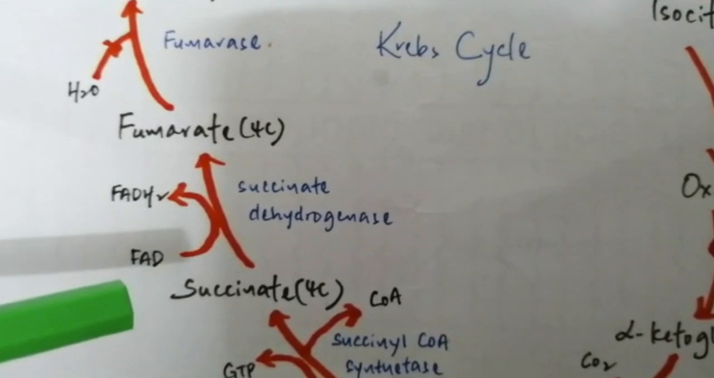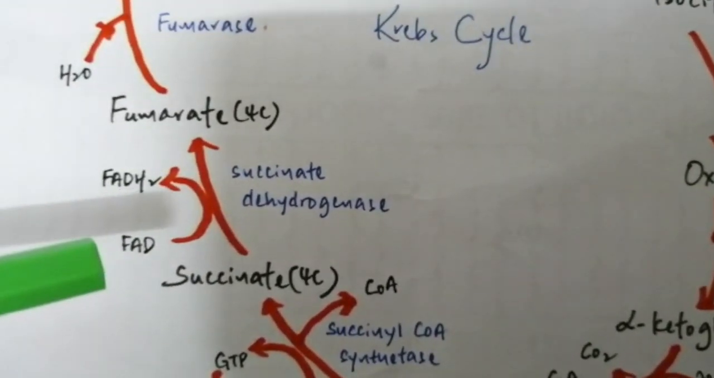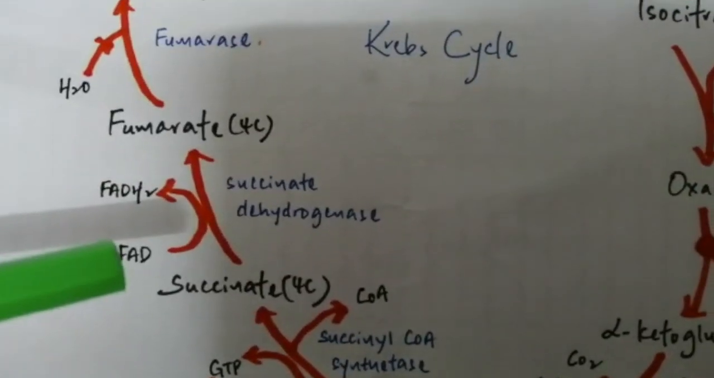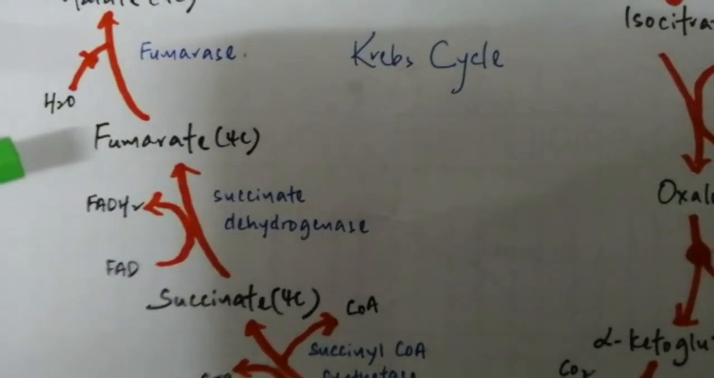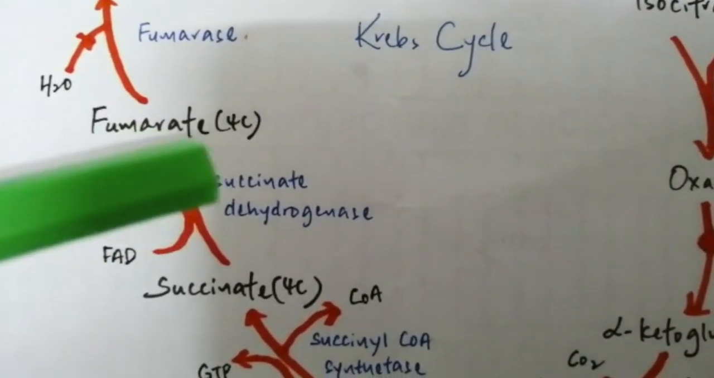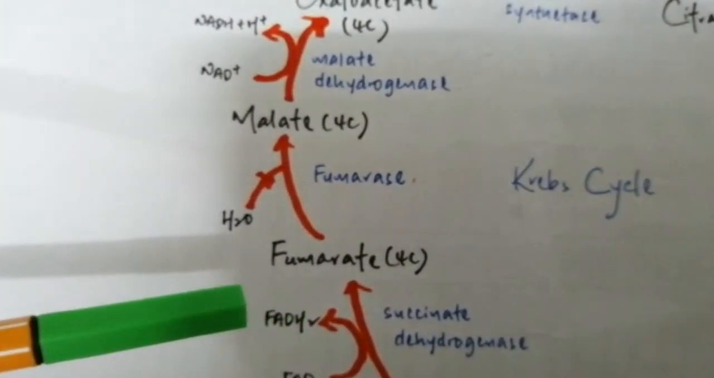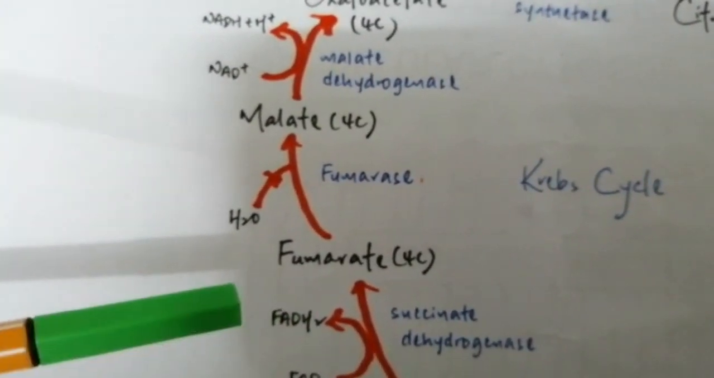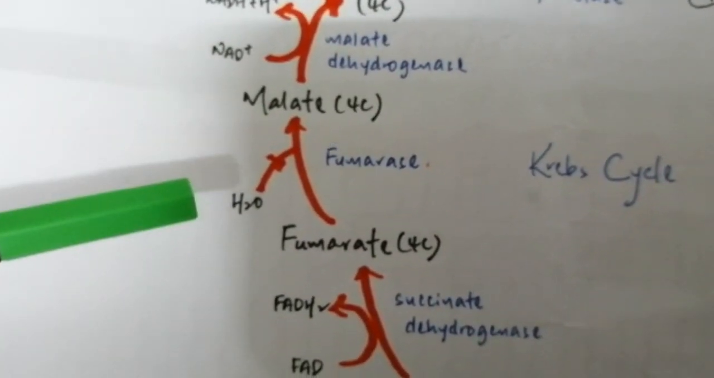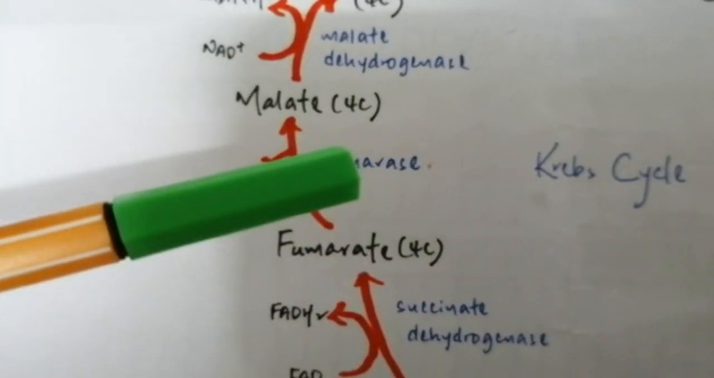The succinate is oxidized to fumarate. 2 hydrogen atoms are transferred to FAD to form FADH2. The reaction is catalyzed by succinate dehydrogenase. Fumarate becomes hydrated by addition of water and is then converted to malate. In this step, the reaction is catalyzed by fumarase.